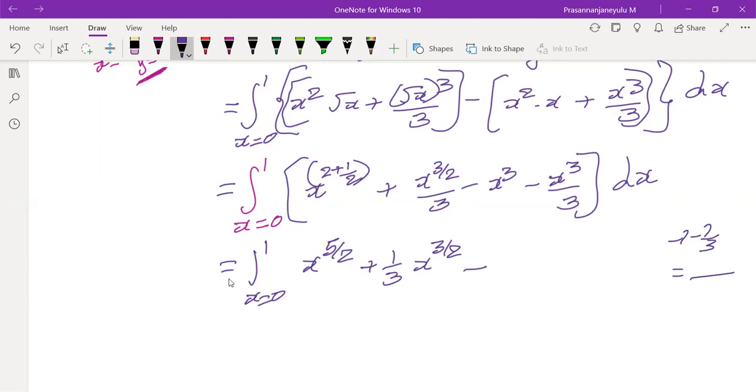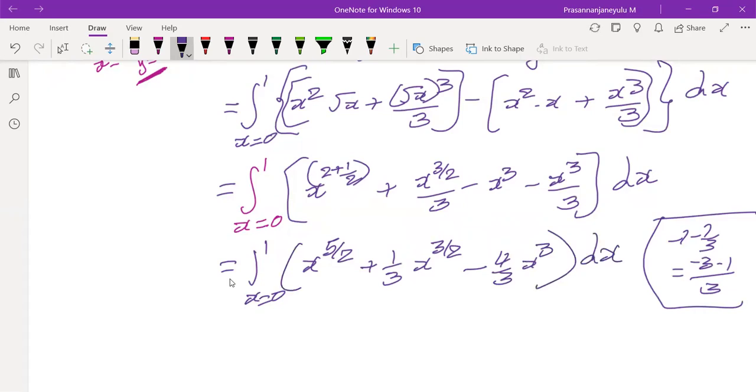What LCM will we get? 3 minus 3 minus 1, nothing but, what is the answer we are going to get? Minus 4 by 3 into x cube into dx. So now we can do integration with respect to the x variable. What is the integration of x power n formula? x power n plus 1 by n plus 1. Integration of x power n into dx is equal to x power n plus 1 by n plus 1. In place of n, whatever is available, we have to use the same formula.